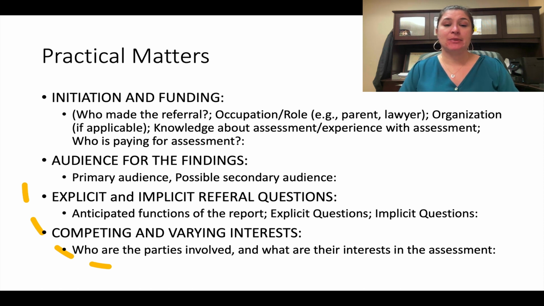The explicit and implicit referral questions, anticipated functions of this report, or any other explicit or implicit questions this report can give. And then, of course, any competing or varying interests. Who are the parties involved and what are their interests in this assessment?